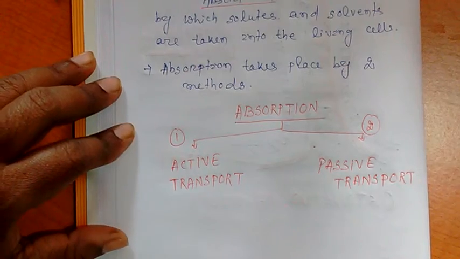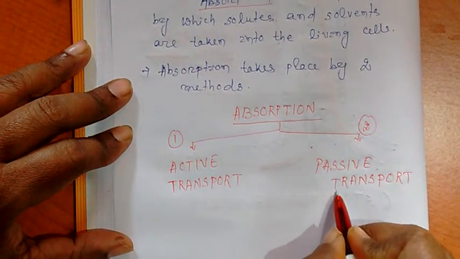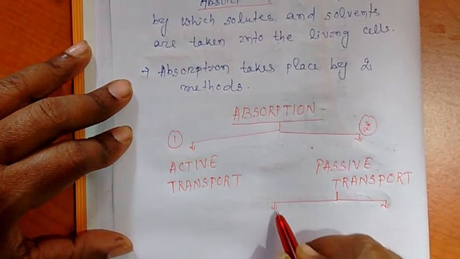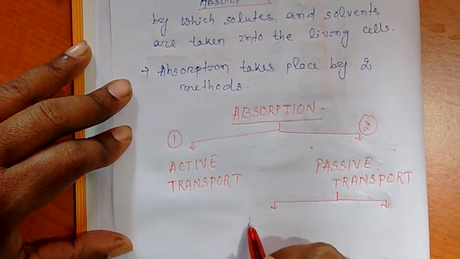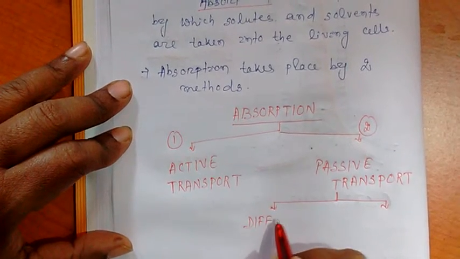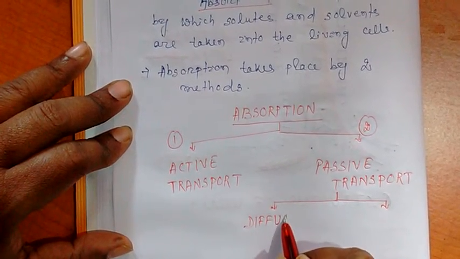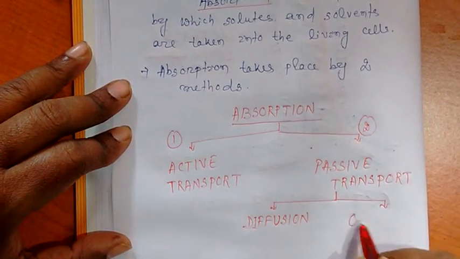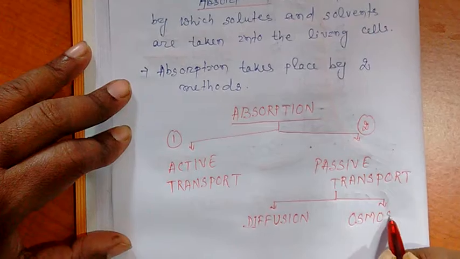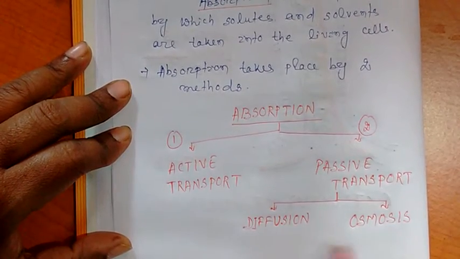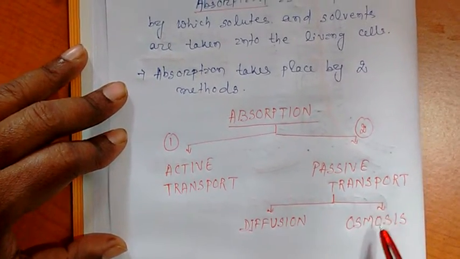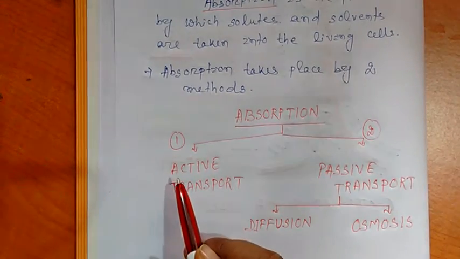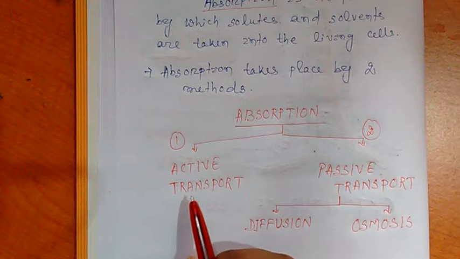In passive transport, there are two methods by which it occurs. One is diffusion, the other is osmosis. So these two methods come under passive transport. Now first let us discuss the method of active transport.